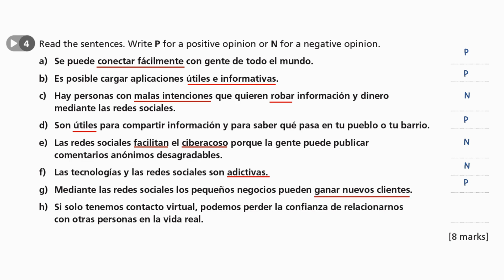In our last question, we have some cognates and near cognates here. So we have contactual virtual, contact. So again, we might be thinking here, well, that's a good thing because you can stay in contact virtually, perhaps with people who you wouldn't necessarily connect with in real life, la vida real. However, it says that you can perder la confianza. You can lose confidence in your real life relationships. So even though it mentions something which we might at first glance think is positive, actually the sentence as a whole refers to a negative point of social media.